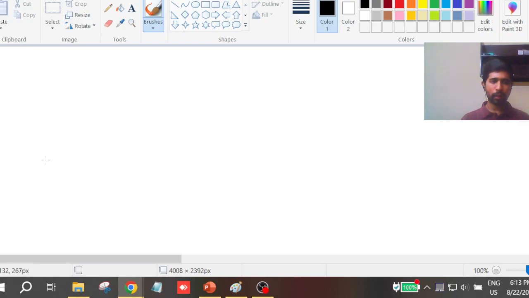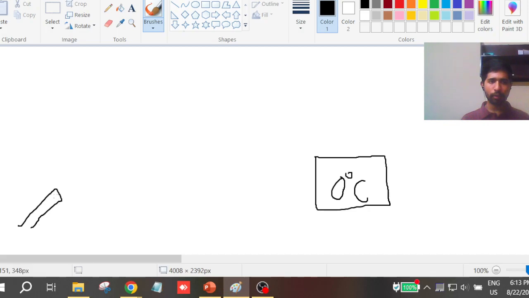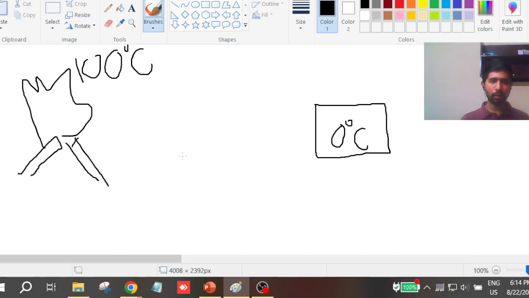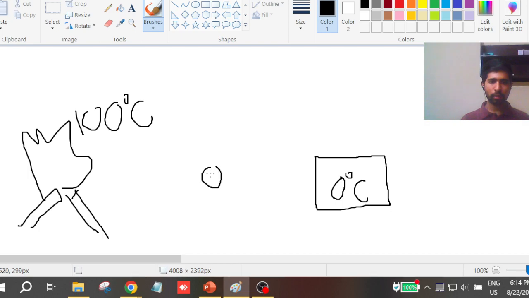Assume that there is a block of ice on the right side, which is at 0 degrees Celsius. Now on the left side, assume that we have some fire which exists at say 100 degrees Celsius. Now assume that you are standing somewhere in between. Also assume that there is no airflow happening; the air is stagnant in the atmosphere.